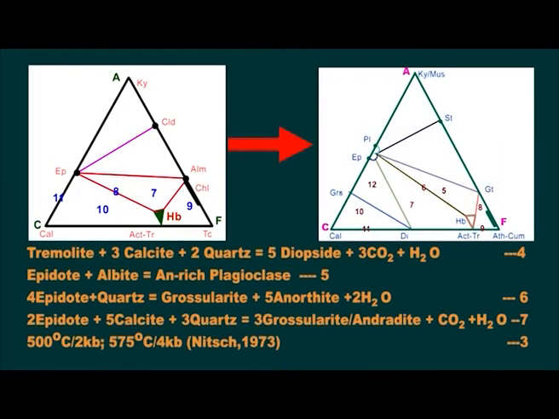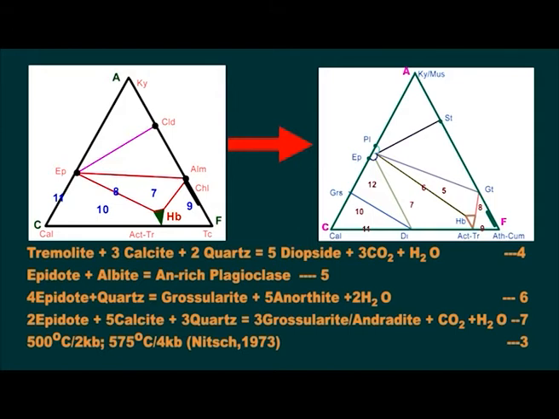Important reaction: in impure calcareous rocks, diopside and grossularite form by the following reactions. Tremolite plus calcite plus quartz give rise to diopside plus CO2 plus H2O, reaction number 4. Another reaction, epidote plus albite give rise to anorthite rich plagioclase. Next reaction, epidote plus quartz give rise to grossularite plus anorthite plus water. Next reaction, epidote plus calcite plus quartz give rise to grossularite or andradite plus CO2 plus H2O, 500 degree centigrade 2 kilobar, 575 degree centigrade 4 kilobar by Nitsch 1973.